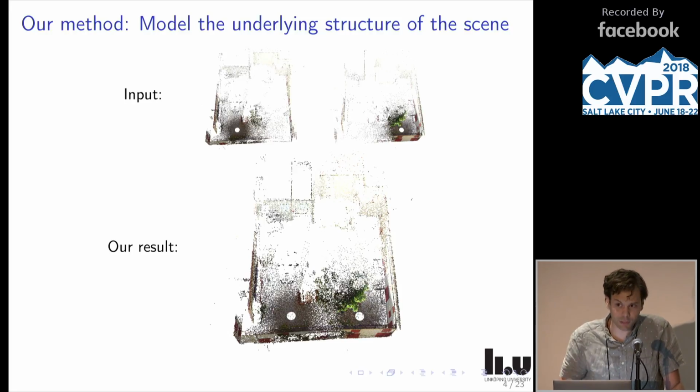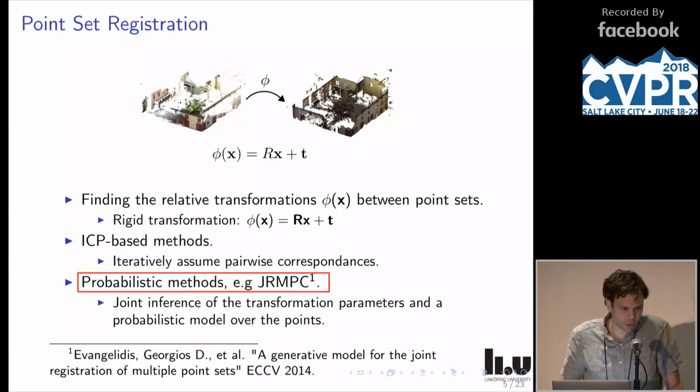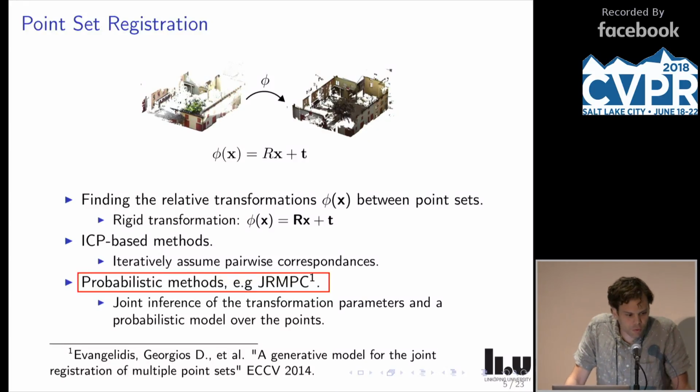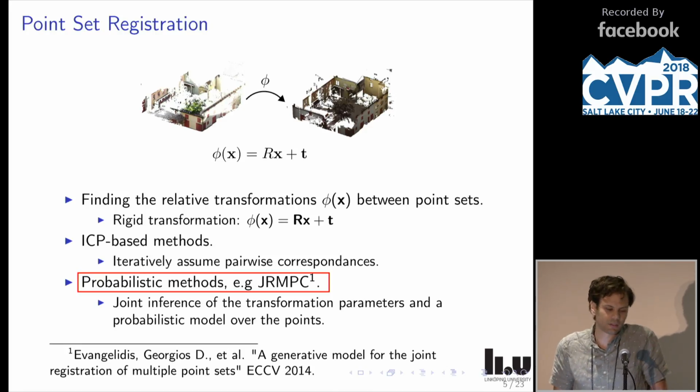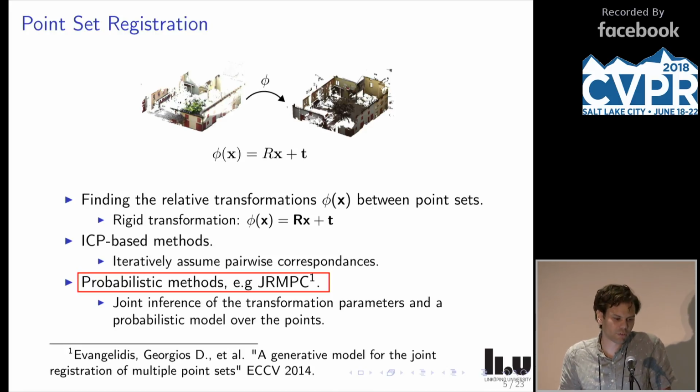So I'm going to explain this in more detail in this presentation, but first we're going to look at a little bit of background. Point set registration is a well-studied problem within computer vision. The task is simply, given a number of point sets, to find the relative transformations between them. And in this work we deal with rigid transformations.